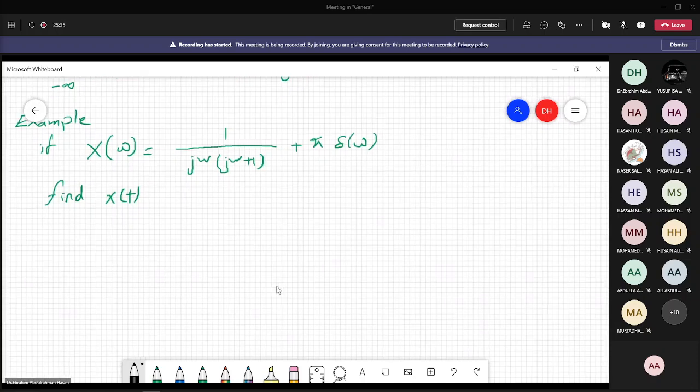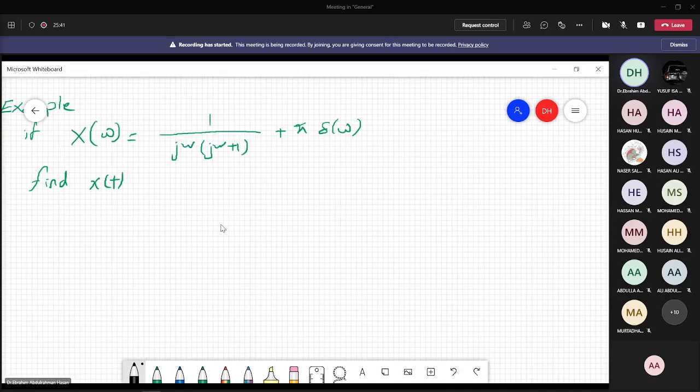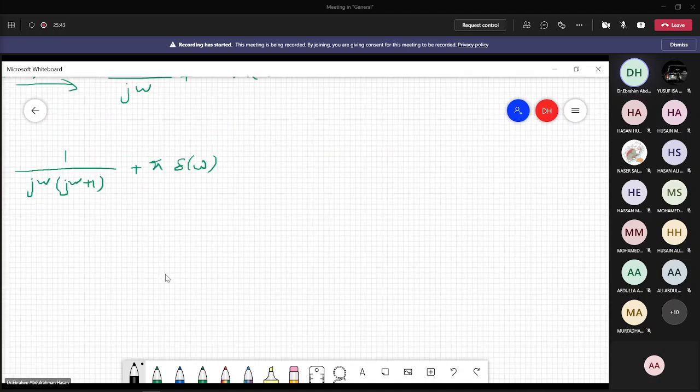Okay, there is no unique method to solve it, so you can use partial fraction to solve it. So you can use a divided by j omega plus b divided by j omega plus 1, okay, then you can use partial fraction to find a and b, then you can solve this one.